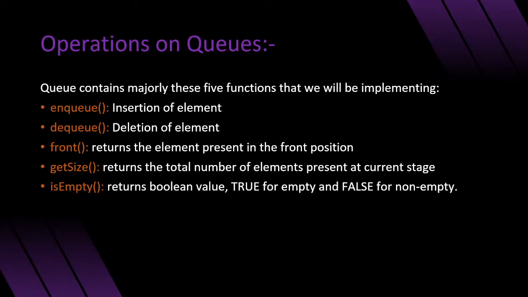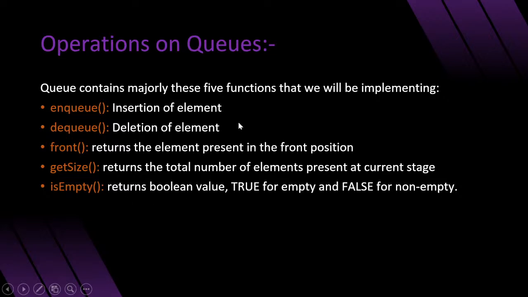So these are the operations that we are going to perform in a queue. The enqueue function inserts an element, dequeue deletes an element, front returns the element in the beginning of the queue, getSize returns the amount of elements present in the queue, and isEmpty tells us whether our queue is empty or not.